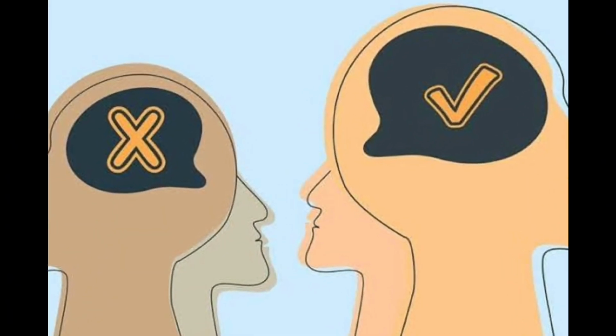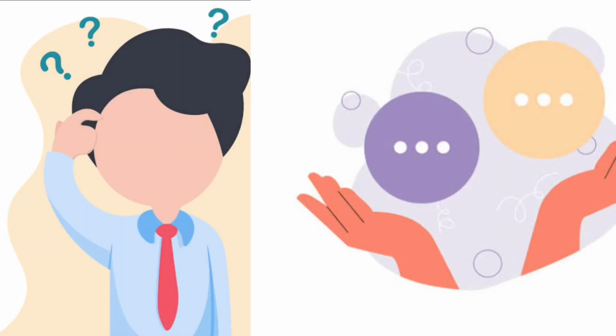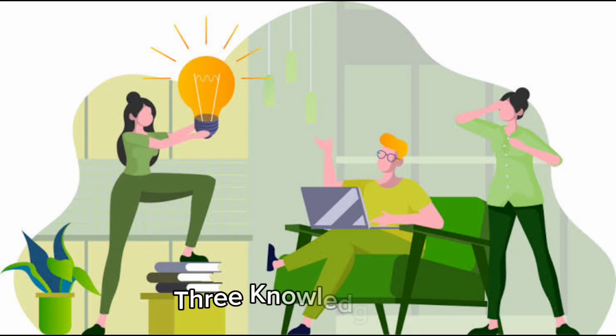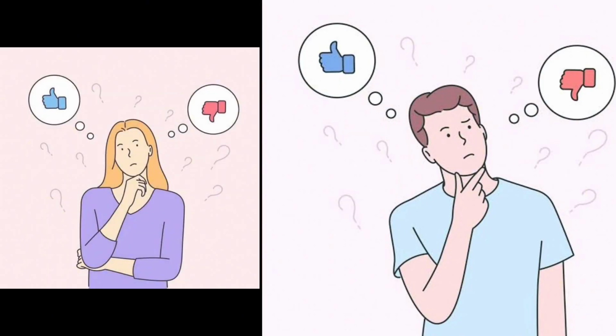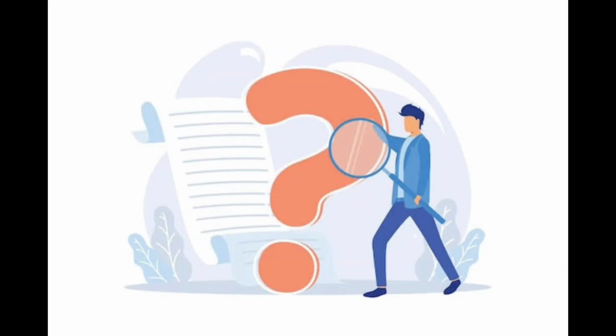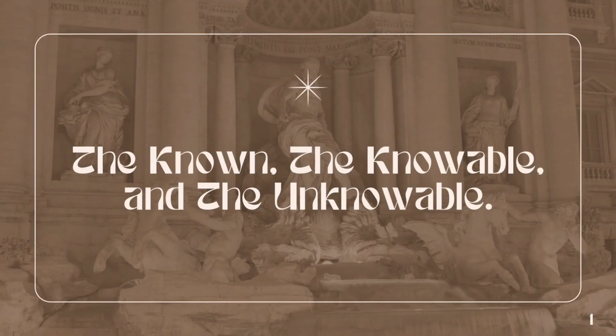Before anything else, to be true critical thinkers, we must distinguish the differences between the three knowledge claims. Moreover, this will be helpful in determining whether we should believe a statement or not, depending on where these statements fall under the three realms. We are tackling the three realms of knowledge claims: the known, the knowable, and the unknowable.